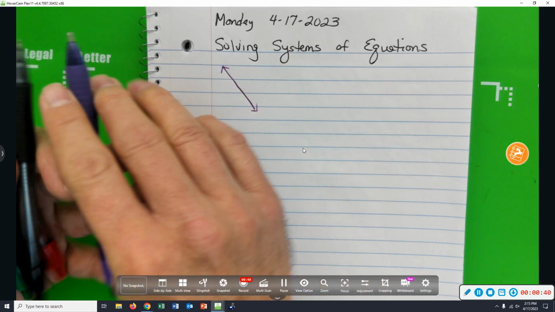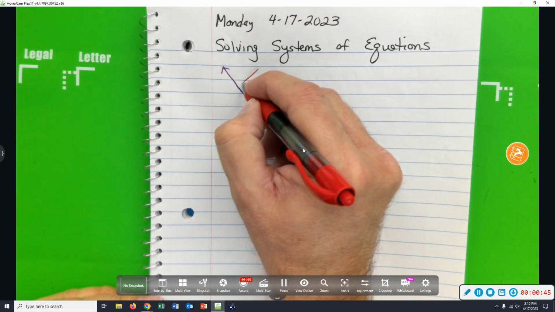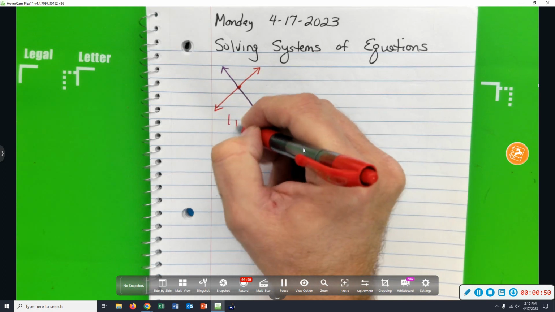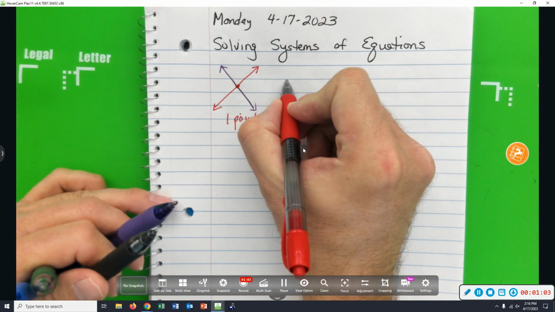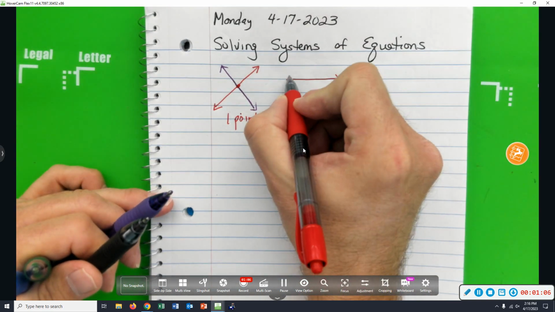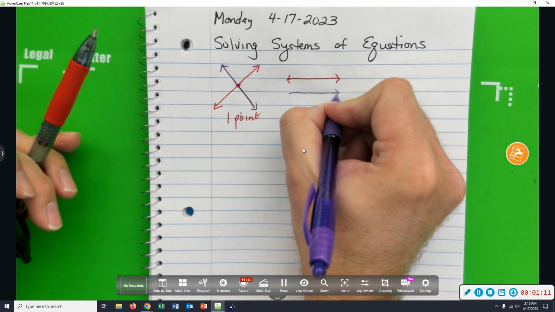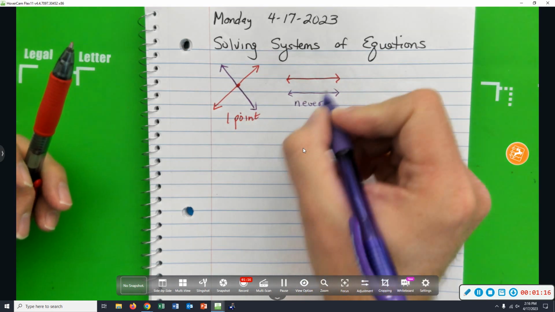You could draw two lines, a purple line and a red line, where they intersect in just one point. Is it possible to draw two lines that never intersect? And if so, what are those lines called? Parallel. So you could draw two parallel lines, and parallel lines never intersect.